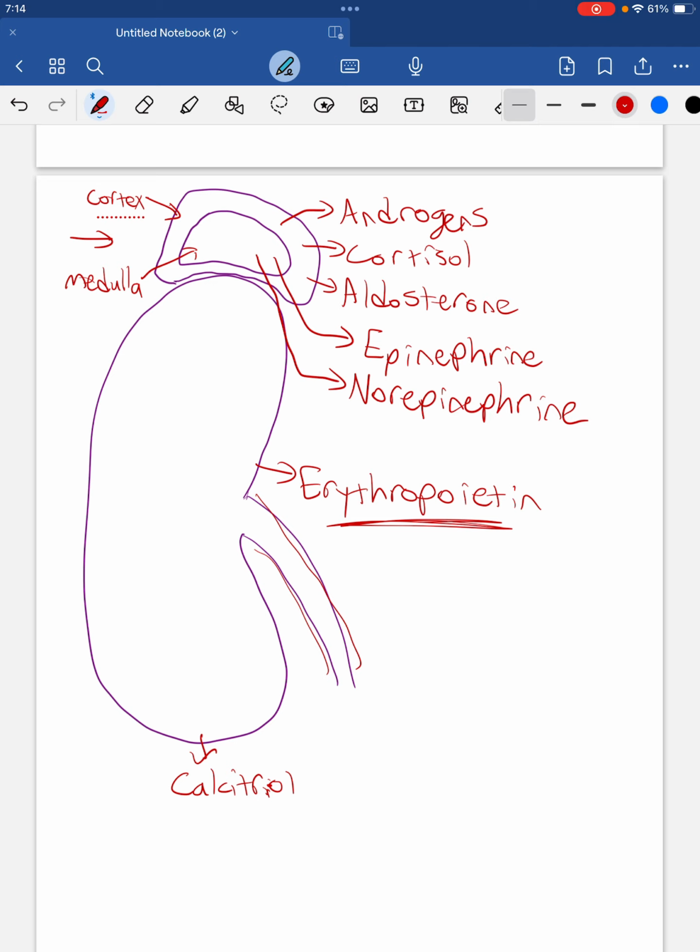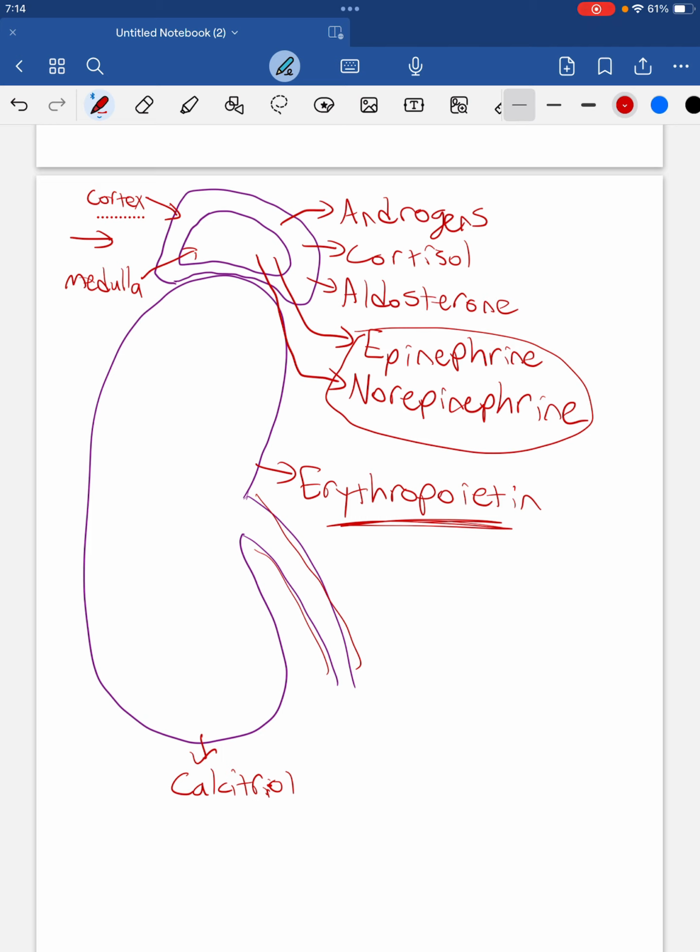Epinephrine and norepinephrine, these two here, are produced from the adrenal medulla. These are part of our sympathetic nervous system, which is our flight or fight response.